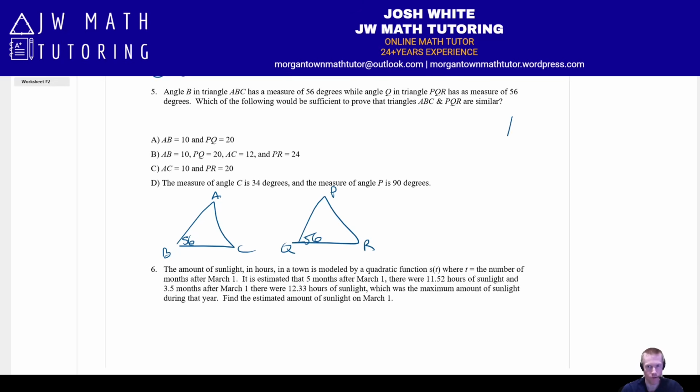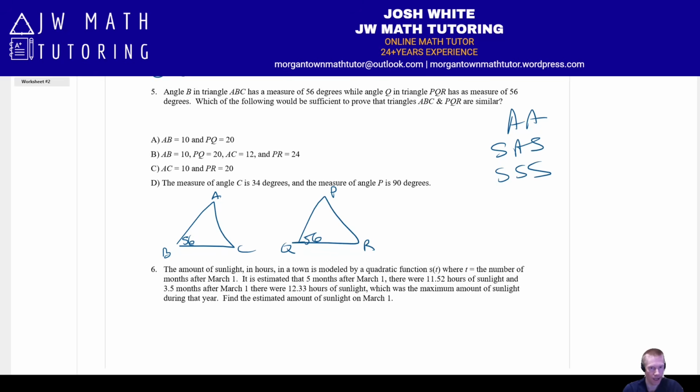So there's three methods. There's AA, angle-angle, there's SAS, side-angle-side, and SSS. Each of the A's stands for a pair of congruent angles. Each of the S's stands for one pair of proportional sides. So let's see what we have.